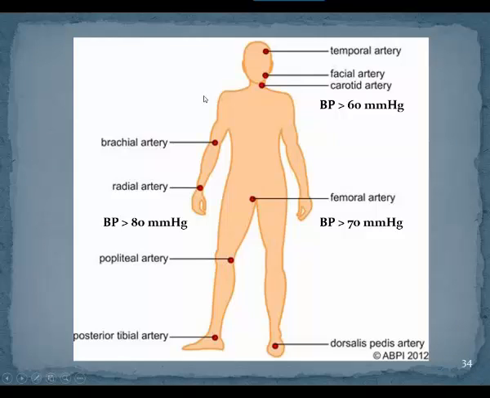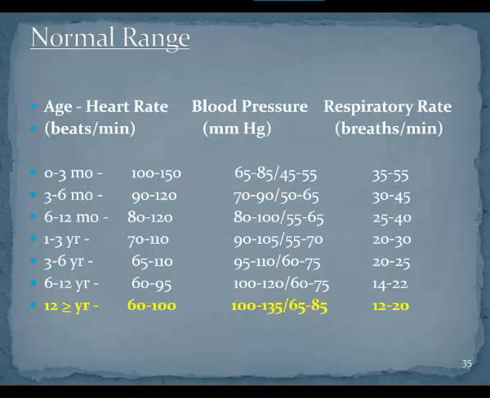And this slide shows you where the major pulses are located. This slide shows you what all the normals are for blood pressure, heart rate, and respirations. For now, you just need to know the adult normals that are in yellow.